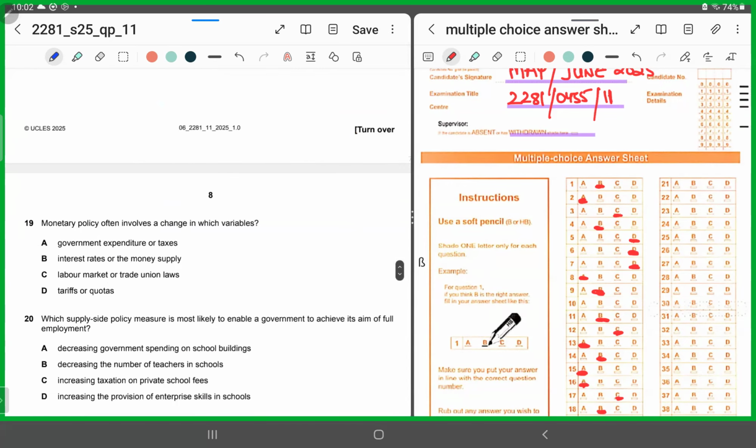19. Monetary policy often involves a change in which variables? We know monetary policy talks about money supply and interest rates, right? So let's look at the option government expenditure or taxes. That's what? It's fiscal policy. Interest rates or money supply? Exactly. So for 19, it's B.